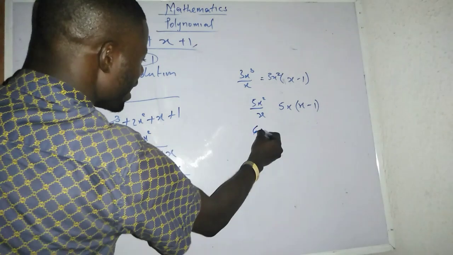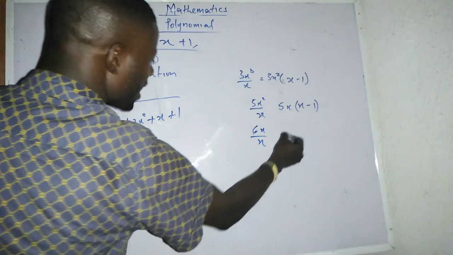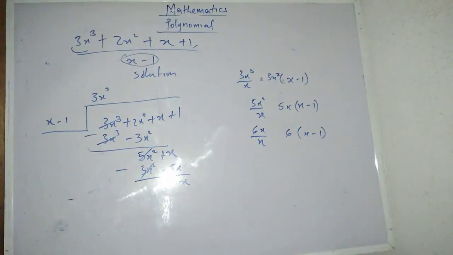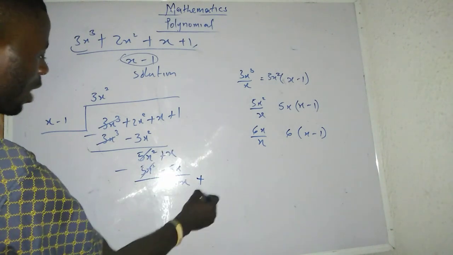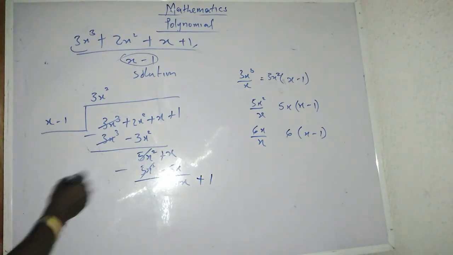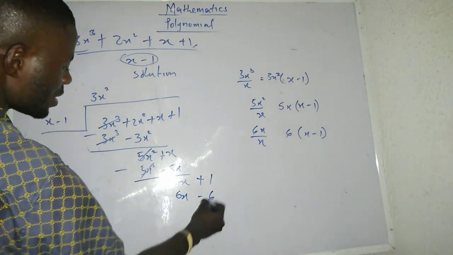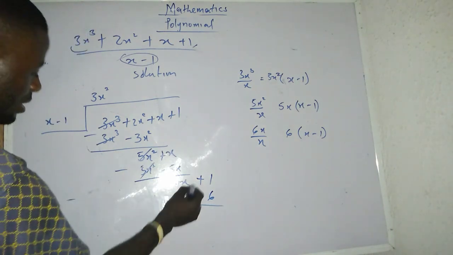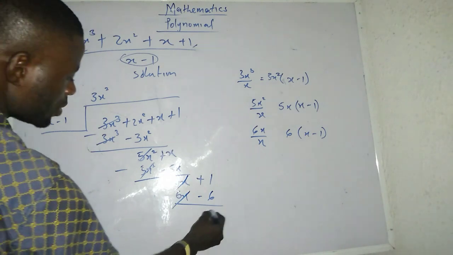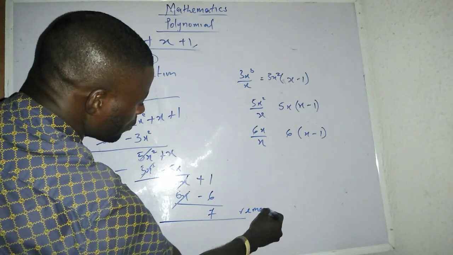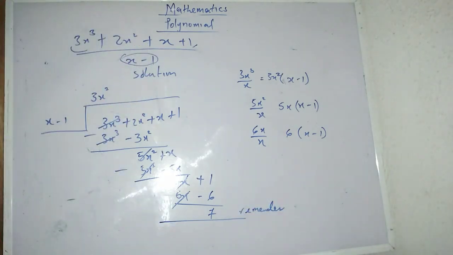The next one is 6x divided by x, which I will have 6. 6 times whatever that is there. Drop back our 1, which I will have 6 times this, I will have 6x. 6 times minus 1, I will have minus 6. This will cancel themselves, minus, which is going to be 7. Now, this is my remainder.